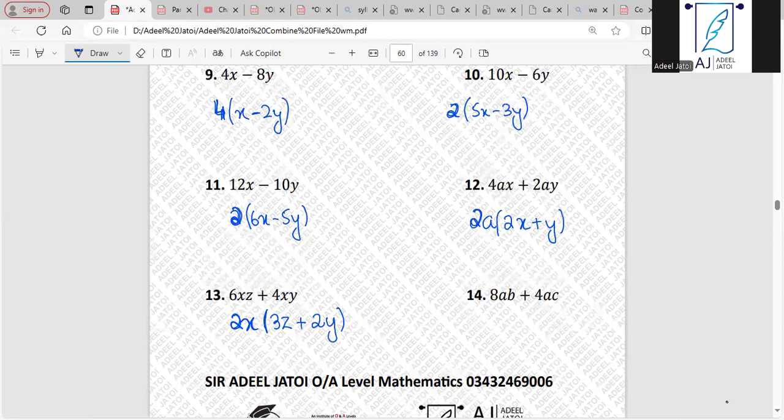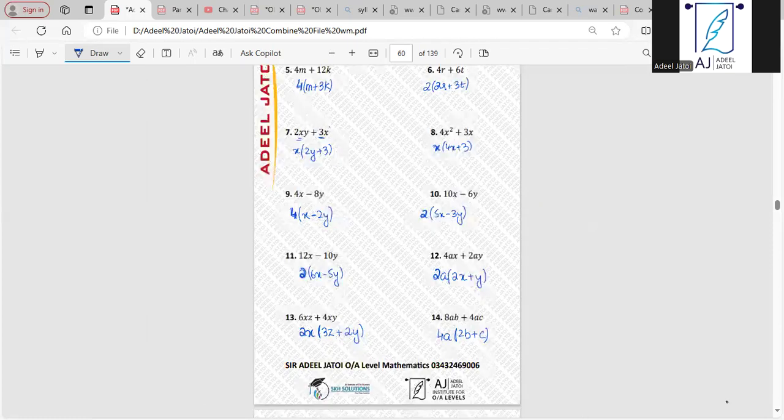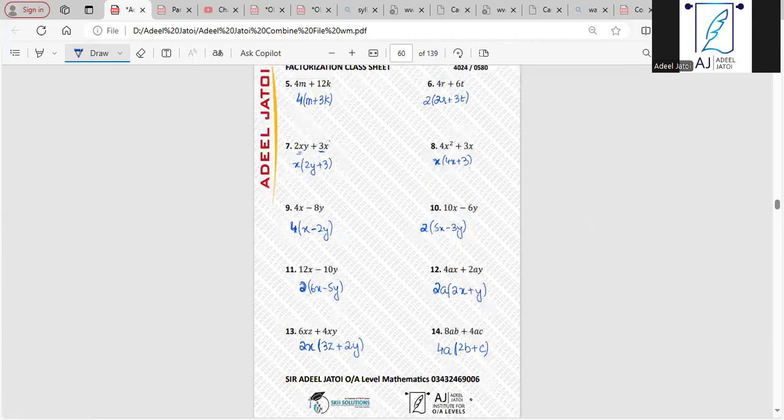And in part 14, 8ab plus 4ac. So 4 and a are common. So what are we left with? 2b plus c. So these are all the factors that we just took out from part 5 to part 14.